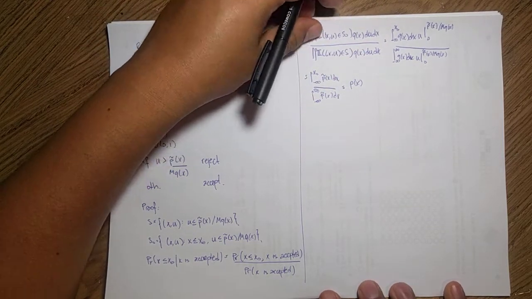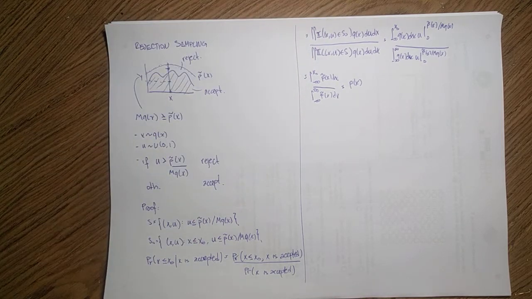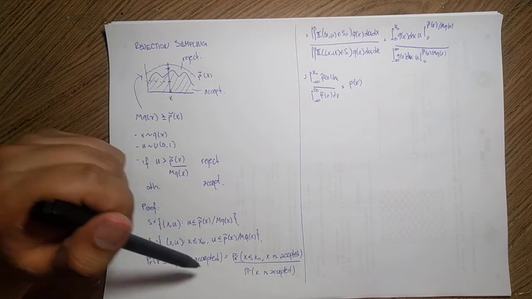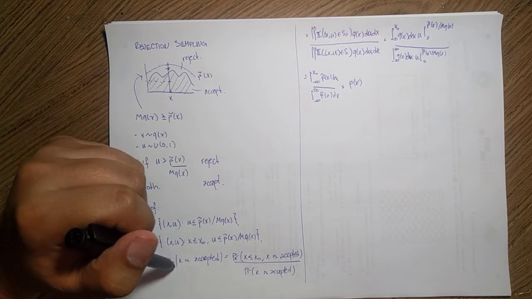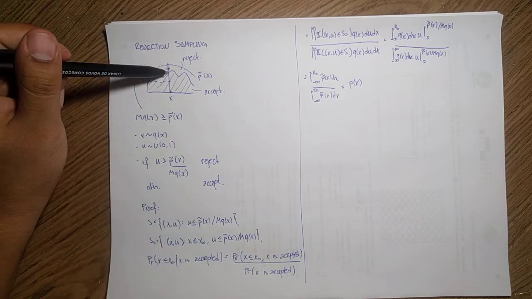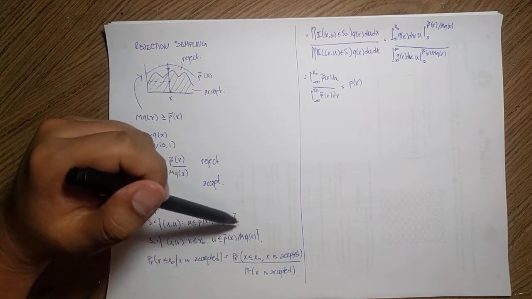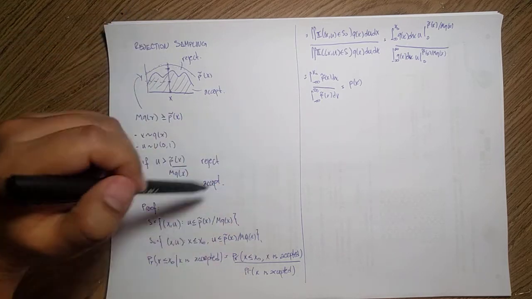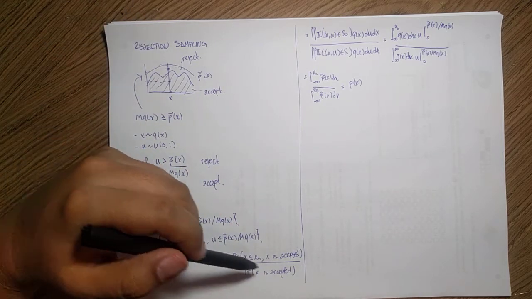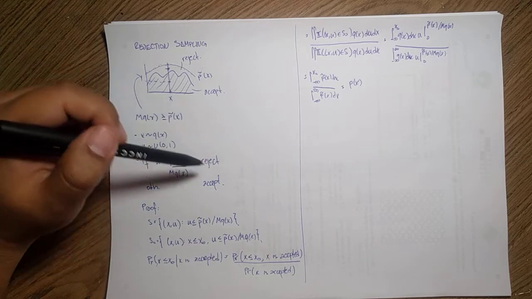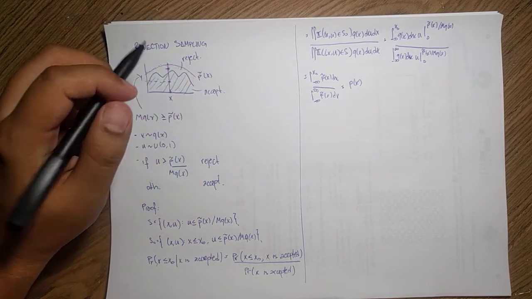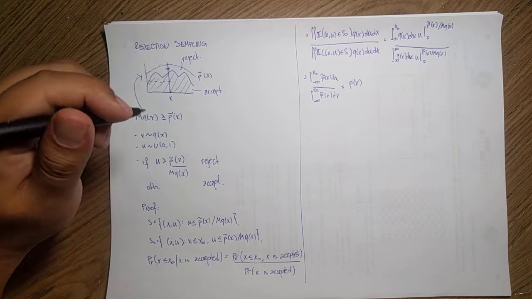And that's why when you do the sampling, the probability of getting that value, given that you accept according to this condition, gives you the original distribution. So the probability of this X is equivalent to getting the probability from the original distribution that you got. So that's the whole idea.